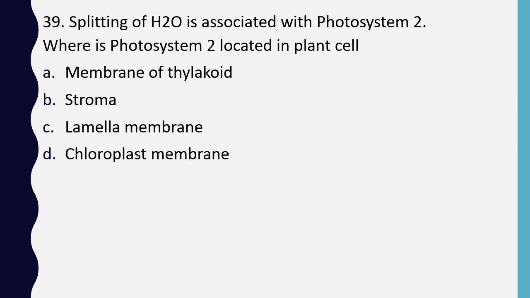Question number 39. Splitting of water is associated with photosystem 2. Where is photosystem 2 located in a plant cell? Membrane of thylakoids, stroma, lamella membrane or chloroplast membrane. The correct answer is option A, membrane of thylakoids.